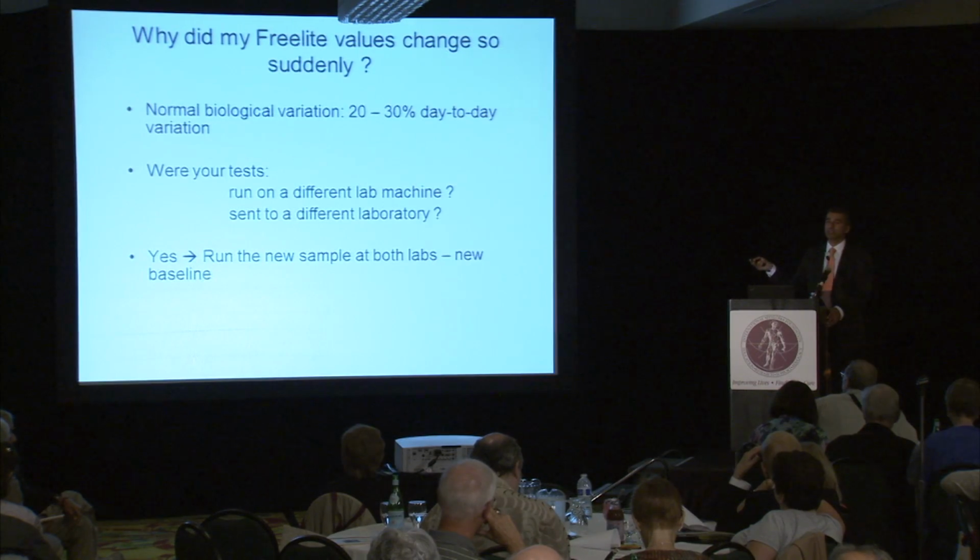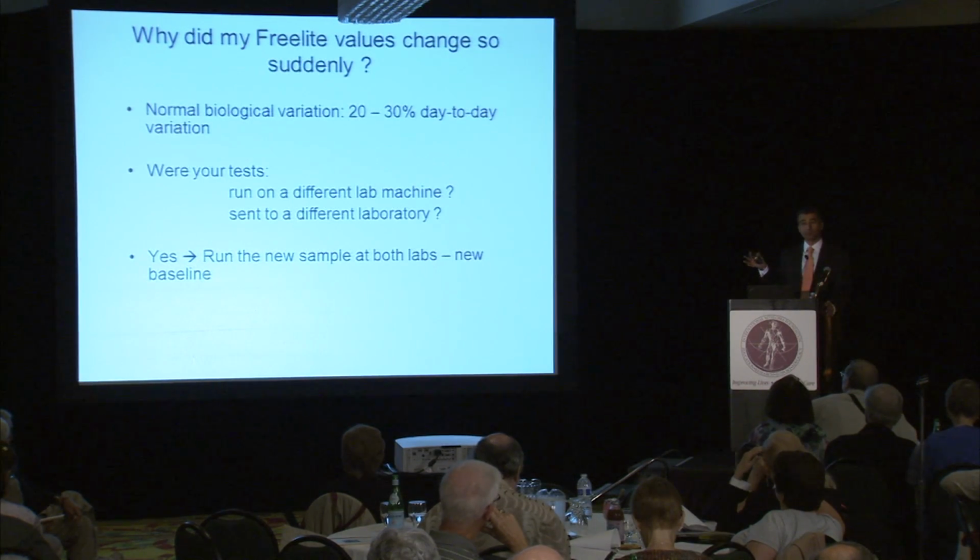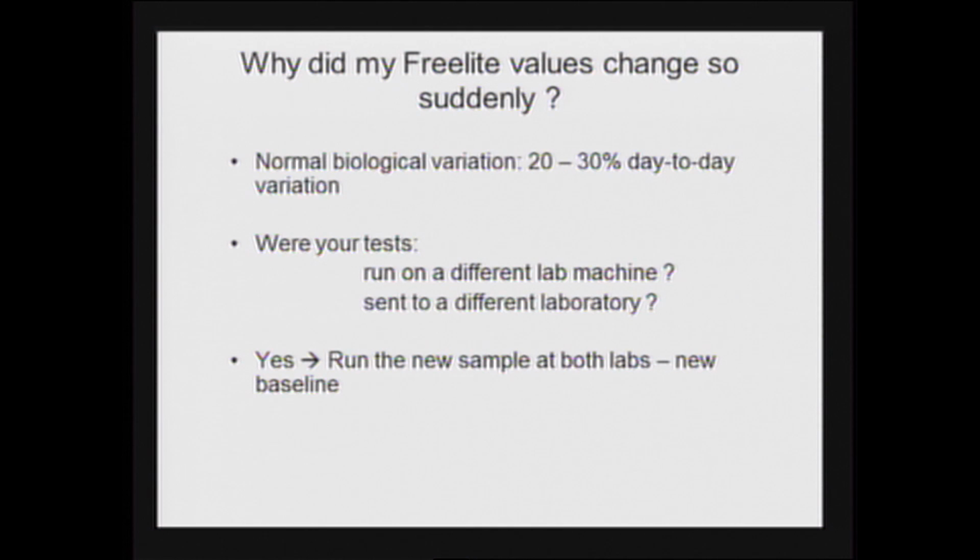So why did my FreeLite change? Sometimes FreeLite values change all of a sudden, with no therapy, no treatment. Be careful about this. Let me warn you of some of the possible reasons. Normal biological variation: the free light chains can change 20 to 30% on a day-to-day basis, because we don't know what's going on with the myeloma cells. That's just normal variability. So you want to look for differences of more than 50%. If you have 100 and it drops to 50, that's when you're looking good. If you drop to 80, that's good, but then wait for the next result and see if it keeps going down.